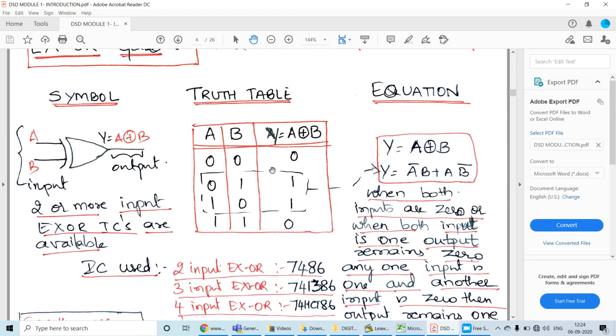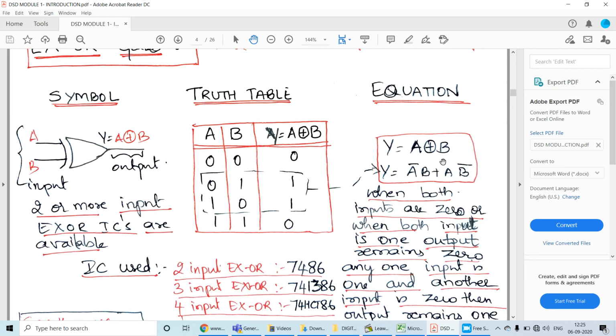So here the beauty of the XOR gate is what? When both the inputs are the same, output remains 0. Any one input varies, means any one input becomes 1 and the other input is 0, the output will become high, which is 1. Now if I write the equation for this, when 0 is there, we assume it as A bar. So A bar B, and A B bar. For 0 we assume it as bar. Therefore, A bar B plus A B bar. That is the actual expression for XOR gate.